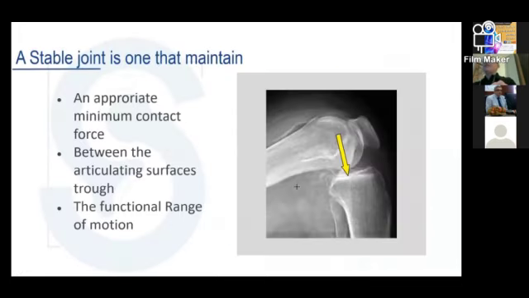What is a stable joint? A stable joint is one that maintains an appropriate minimum contact force between the 2 parts of the joint, between the articular surfaces, through the functional range of motion. Once it's stable, the function is good.